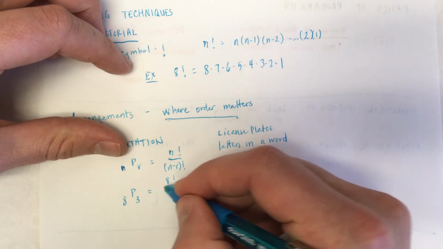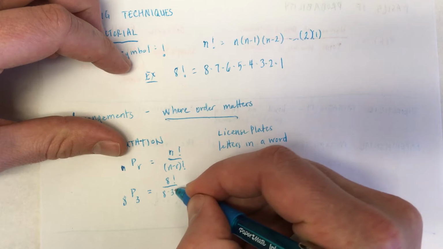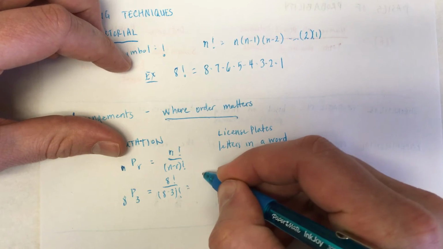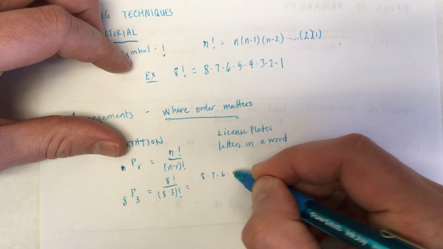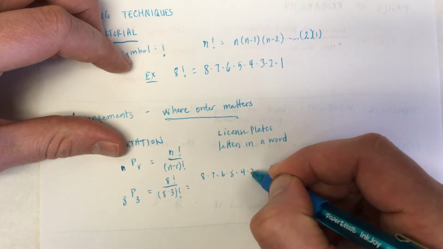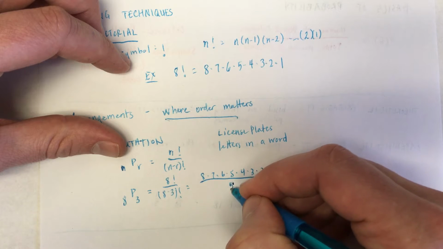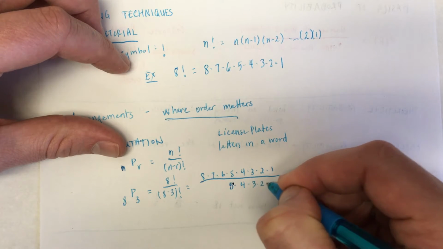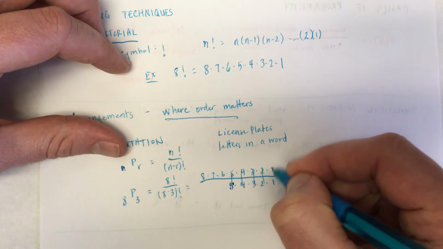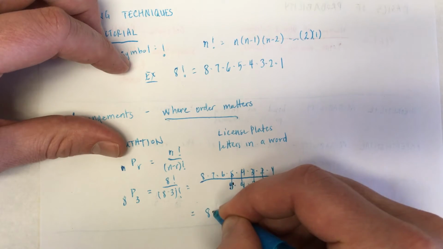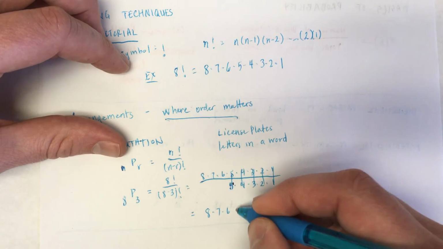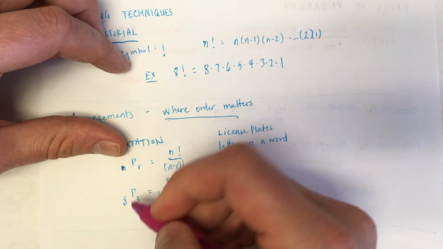8 factorial divided by 8 minus 3 factorial. That's 8, 7, 6, 5, 4, 3, 2, and 1 divided by 5 factorial, 5, 4, 3, 2, and 1. So these all simplify out, and I'm left with 8 times 7 times 6.